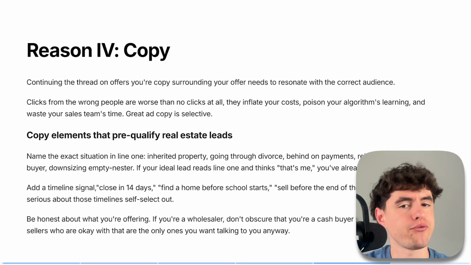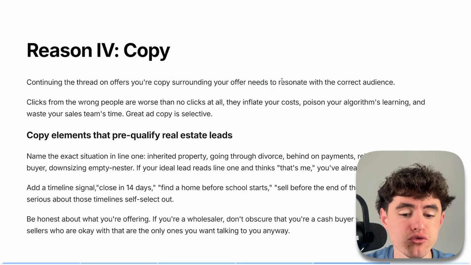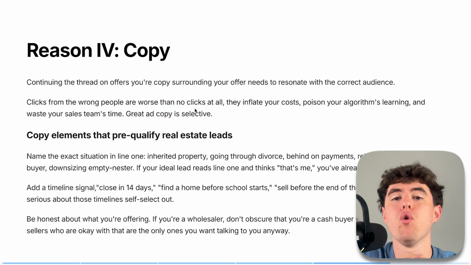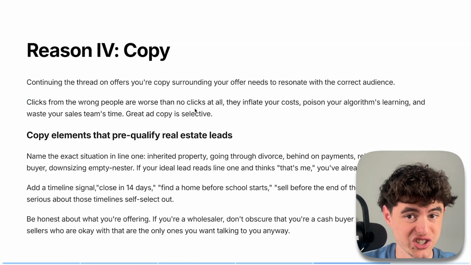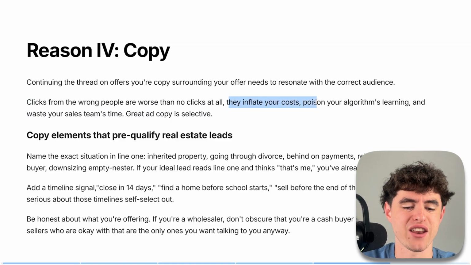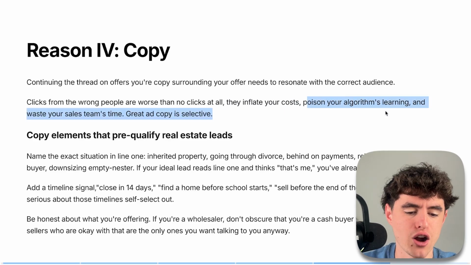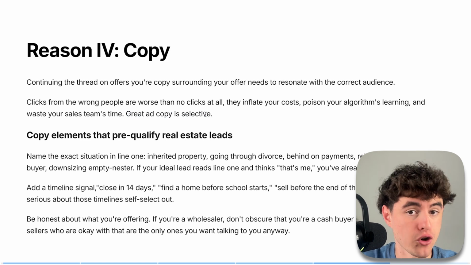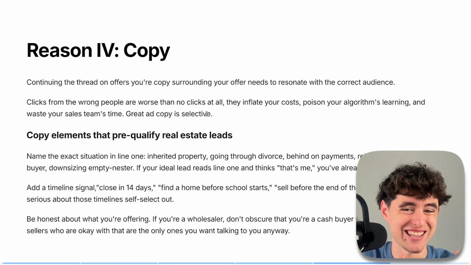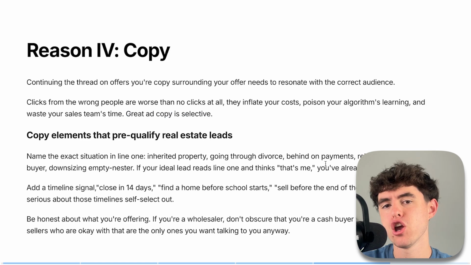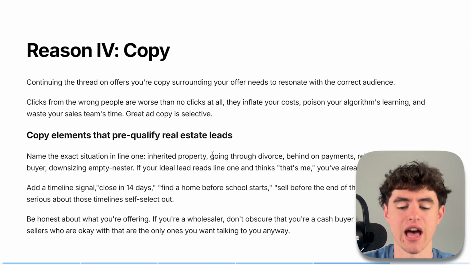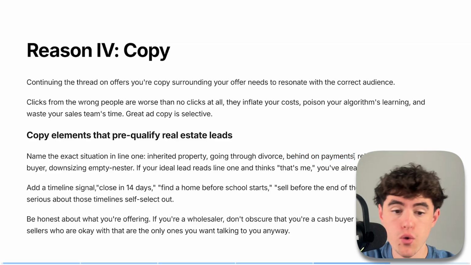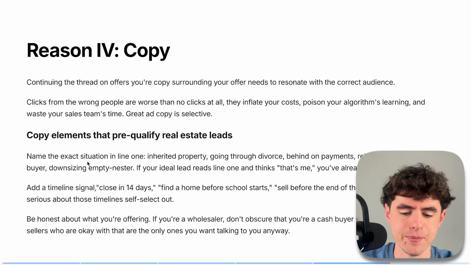So continuing on the thread of offers, your copy surrounding your offer needs to resonate with the correct audience. Clicks from the wrong people are often worse than no clicks at all, because they inflate your costs, they poison your algorithm's learning, and they waste your sales team's time. Inversely, great ad copy is selective. So how do you fix this? You want to name the exact situation in line 1: inherited property, going through divorce, behind on payments, relocating, first-time home buyer, downsizing, empty nester.